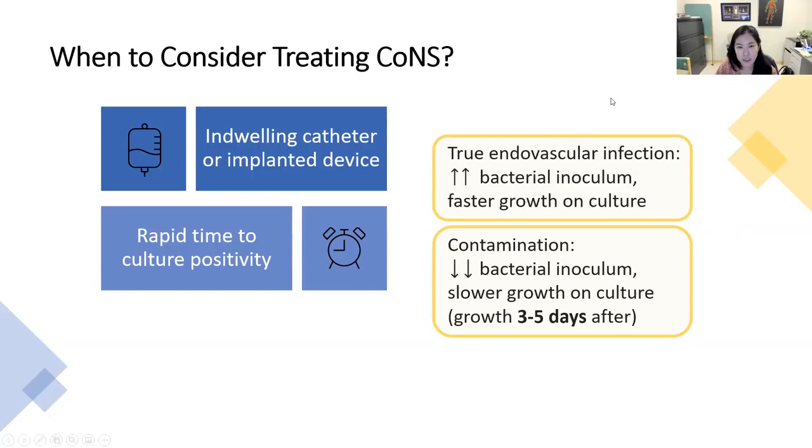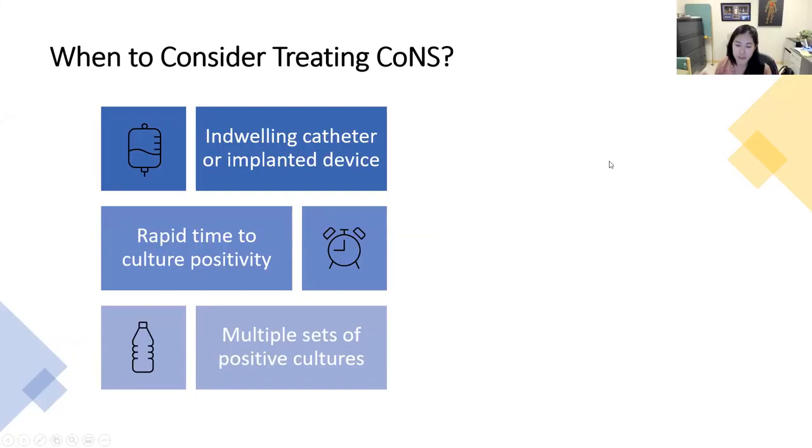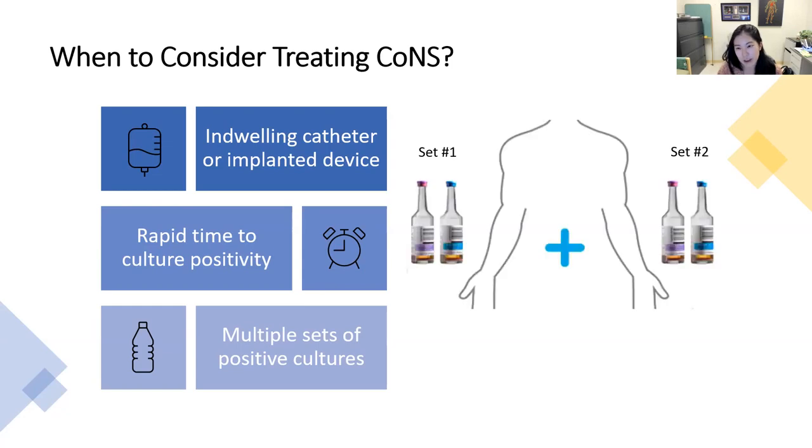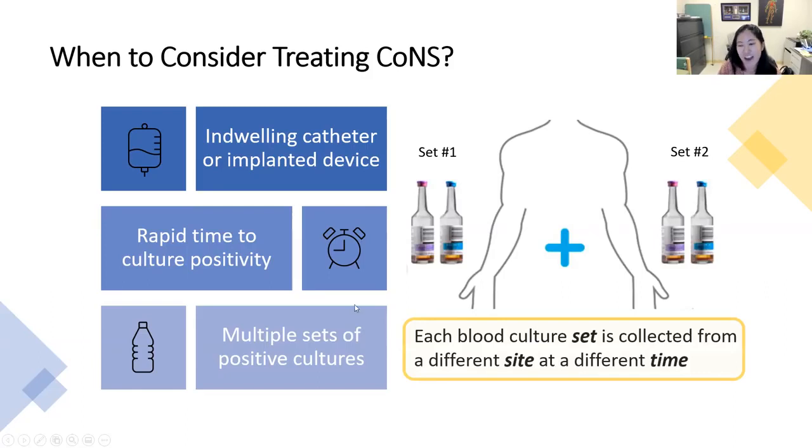And finally, the last situation where you should consider treating coag-negative staph would be your patients who have multiple sets of positive cultures. Note that I'm referring to sets of blood cultures and not bottles. And sets are usually taken, or should always be taken, from different sites on your patient at different times. So unless you have very faulty sterilization techniques being used multiple times, probably by multiple phlebotomists in the hospital, if multiple sets are turning positive for the same bacterial organism, it is very likely that that is a true bacteremia or a true pathogen and should be treated as such.